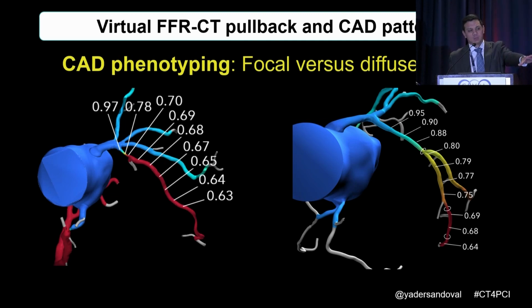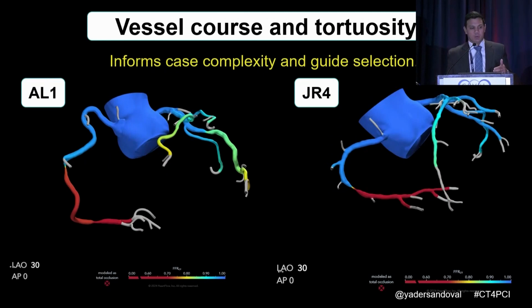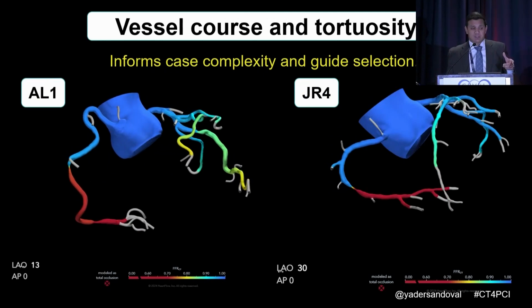On the left, focal lesion, huge FFR delta CT. On the right, diffuse disease. You know that the left is going to likely greatly benefit from PCI, whereas on the right it is unlikely because it's a diffuse pattern. This is something that you could treat with medical therapy if you wanted to. These 3D models are actually very helpful.